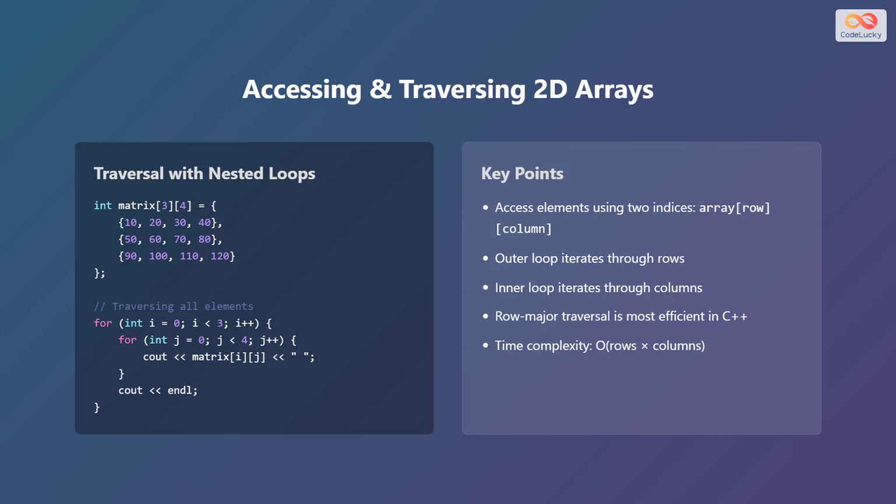Key points to keep in mind. Accessing elements requires using 2 indices, one for the row and one for the column, like this: array[row][column]. The outer loop iterates through the rows, while the inner loop iterates through the columns. Row major traversal, where you process elements row by row, is generally more efficient in C++ due to memory layout. The time complexity of traversing a 2D array is often expressed as O(rows times columns), indicating that the time it takes to traverse the array increases linearly with the number of rows and columns.